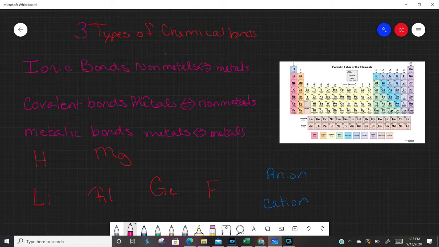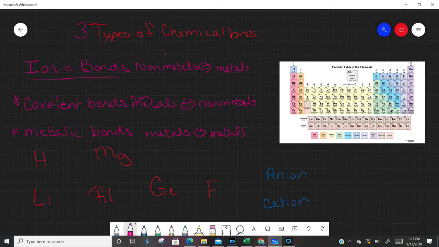And we'll talk more about the covalent bonds next time and metallic bonds in the next couple of lessons. But right now we're going to talk about the ionic bonds. There are a couple of terms that you need to know. First off, an anion and a cation. Keeping these straight is not always easy, except it tells you in the name what it is.